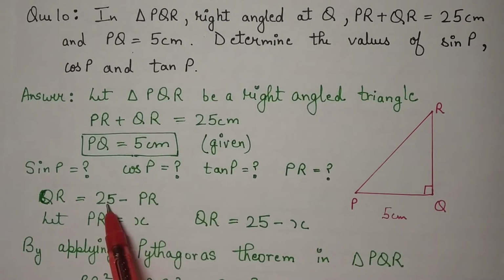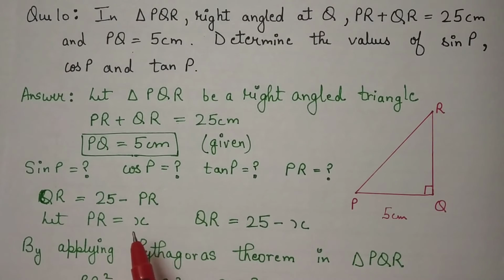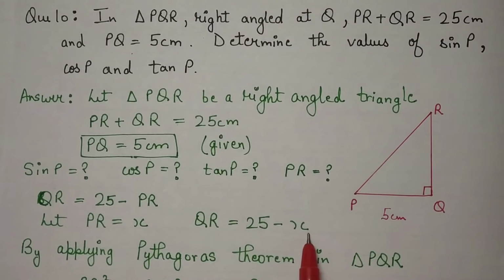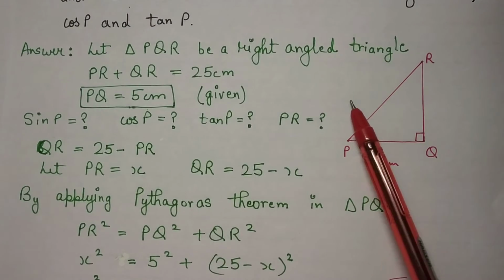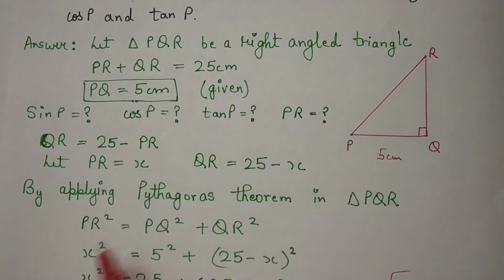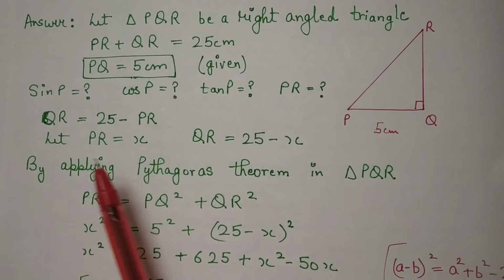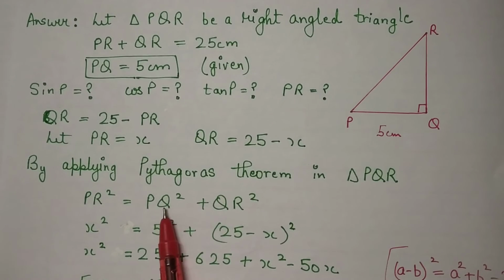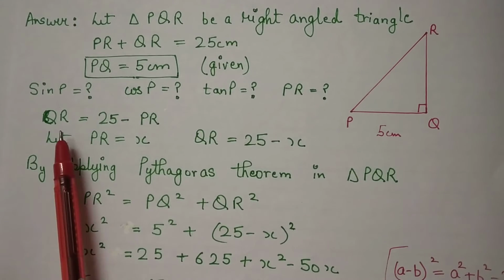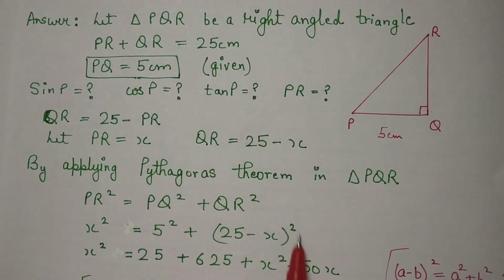QR I can write as 25 minus PR. I have taken PR as X because I don't know PR, so QR can be written as 25 minus X. If I apply the Pythagoras theorem, which is hypotenuse square is equal to perpendicular square plus base square, PR square is equal to PQ square plus QR square. PR I have taken as X, so X square is equal to PQ, given 5, square plus QR, 25 minus X, whole square.